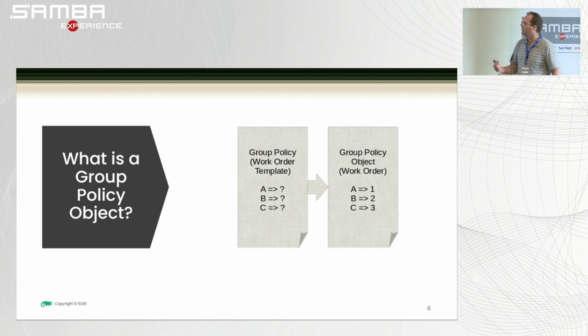So what is a group policy object? The difference between a group policy and a group policy object is that group policy is a framework for managing and configuring settings, while a GPO, or group policy object, is a specific collection of the settings that are applied to a group of machines or servers or users.